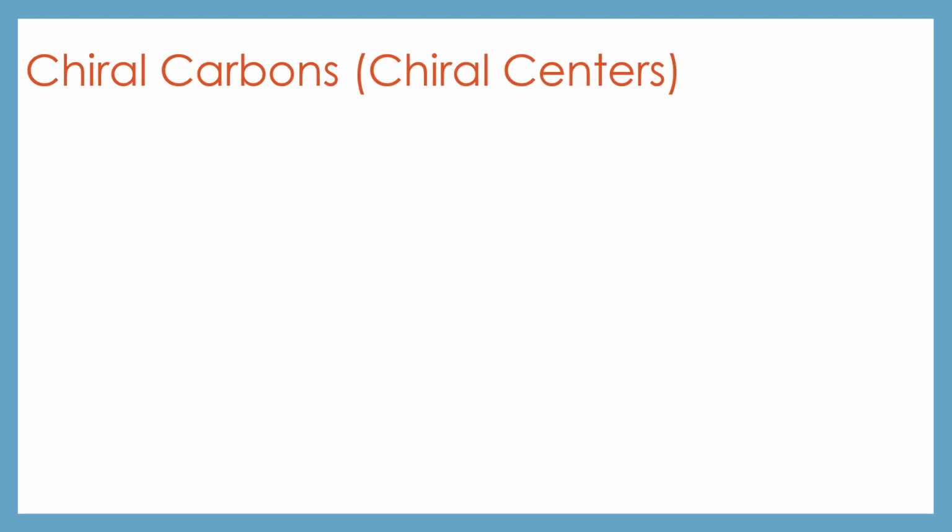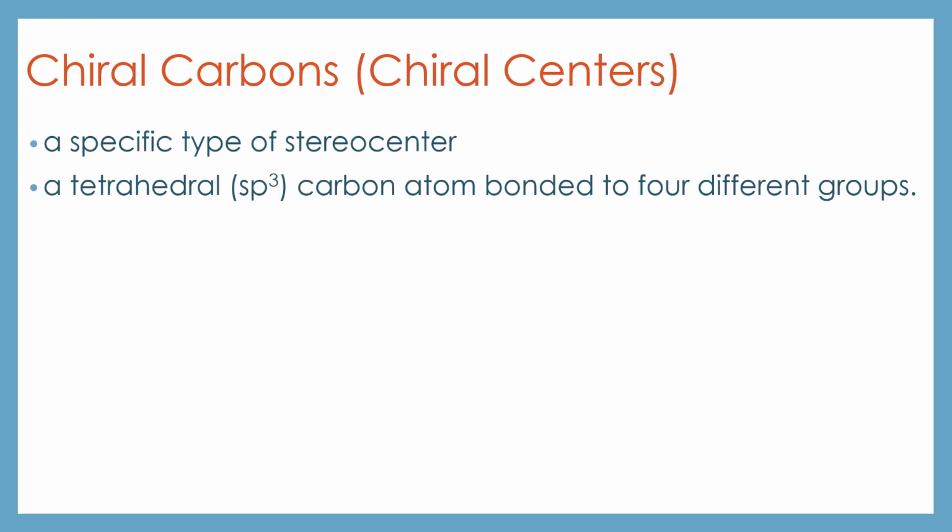Our next term is chiral carbons or chiral center. A chiral carbon is a specific type of stereocenter. So stereocenter is kind of a broad umbrella term, and underneath that is this specific concept of a chiral carbon. A chiral carbon is an sp3 hybridized tetrahedral carbon atom bonded to 4 different groups.